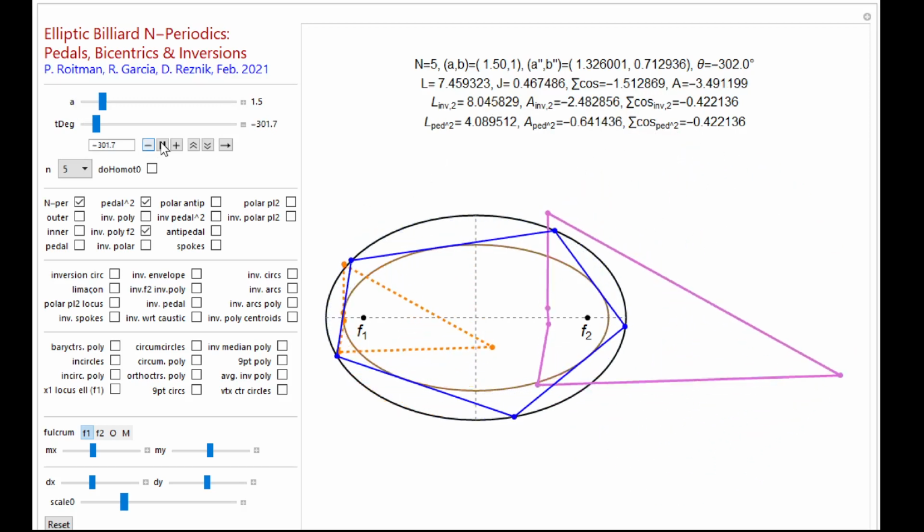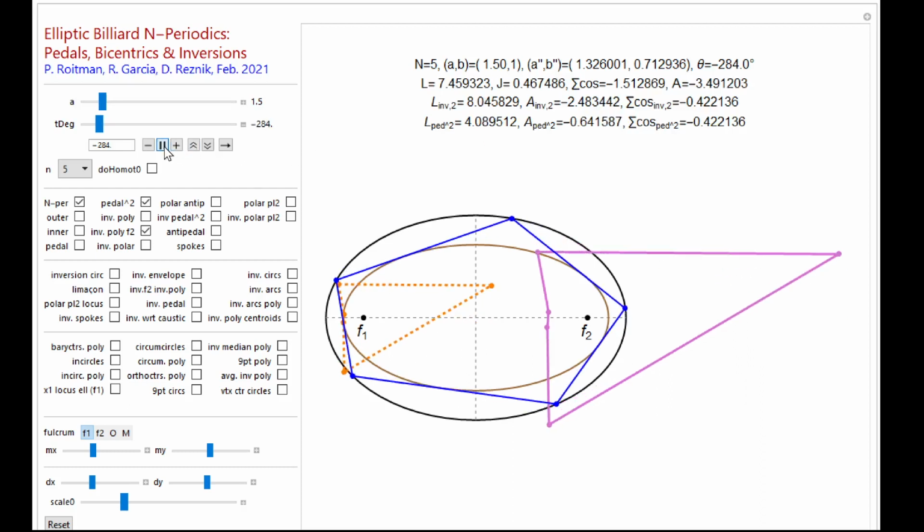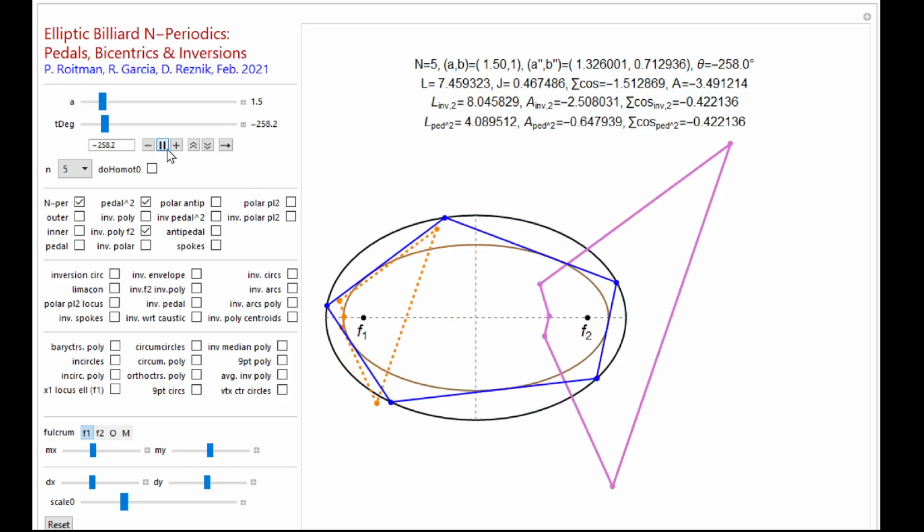Okay, its sides are parallel, and the sum of cosines of both families is identical. I'm reporting them here. You can see that these two numbers, the sum of cosines of the F2 inversive family is minus 0.422, and the sum of cosines of the squared petal family is also minus 0.422. Their two perimeters are identical, but they're not simple multiples of each other because they depend on that radius of inversion that I chose to produce the pink family.